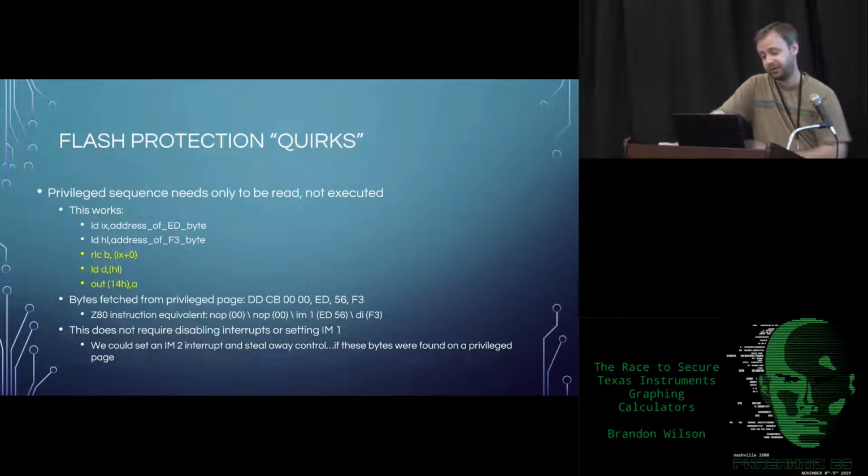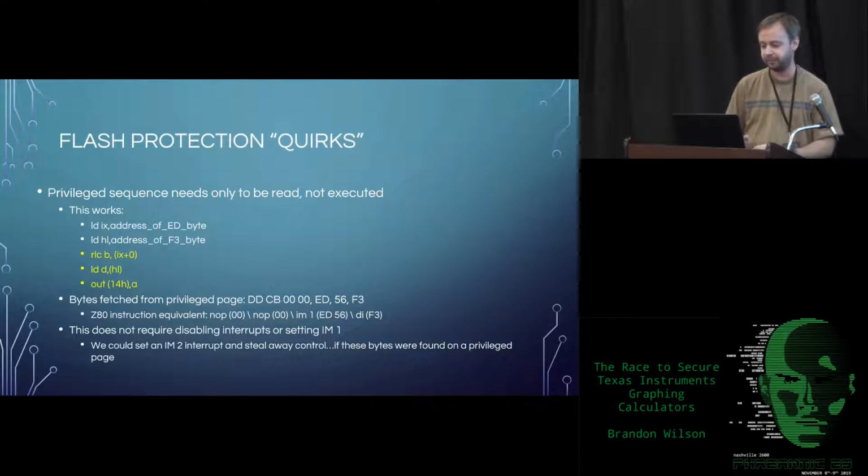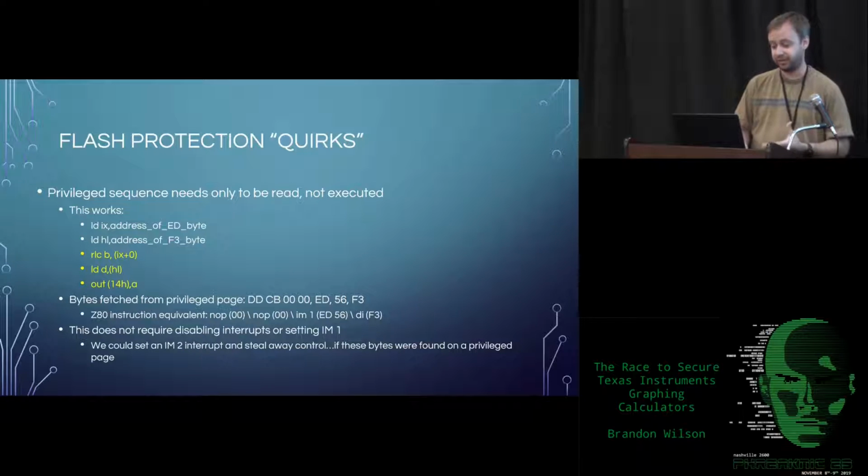Well, and this is where the hardware is interesting. We learned through experimentation that the privilege sequence of instructions only needs to be read from the privilege page. It doesn't necessarily have to be executed from that page. So that requires thinking about what actually happens on the data bus when instructions are actually being executed by the processor. So when it goes to execute the RLC, which is rotate left with carry instruction, it's the first yellow one, it first has to read the bytes or the opcodes that make up that instruction, because that's how it decodes that it is RLC.